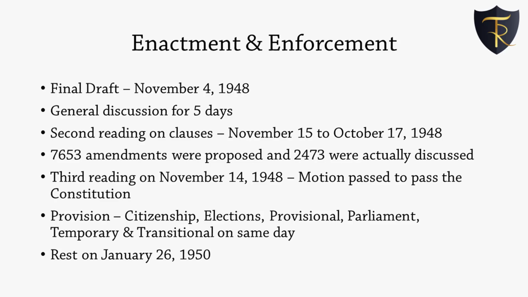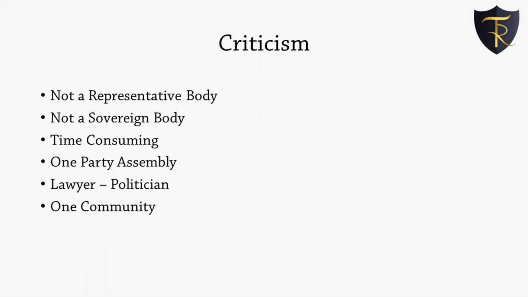Though the Constituent Assembly was able to frame the Constitution and put forth and enforce it, there was a lot of criticism of the Constituent Assembly. The critics have criticized the Constituent Assembly on various grounds. The Constituent Assembly was not a representative body. This is because it was not directly elected by the people of India on the basis of universal adult franchise. It was not a sovereign body, and this is because it was created by the proposal of the British government, and the assembly was held with the permission of the British government.